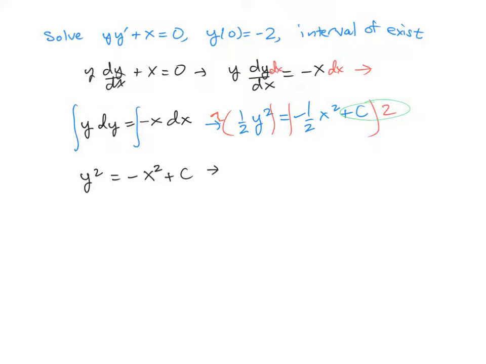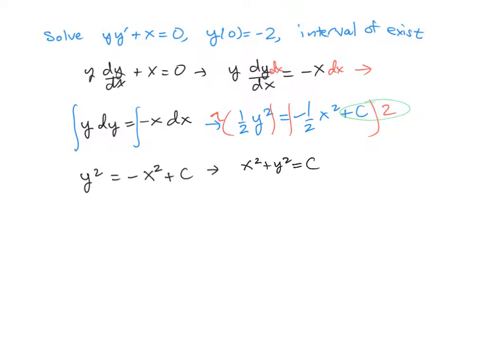And then from here, you may not recognize this, but this is actually x squared plus y squared is equal to c. And for positive values of c, this is actually going to be a circle with radius square root c. So let's go through now and solve the initial value problem.